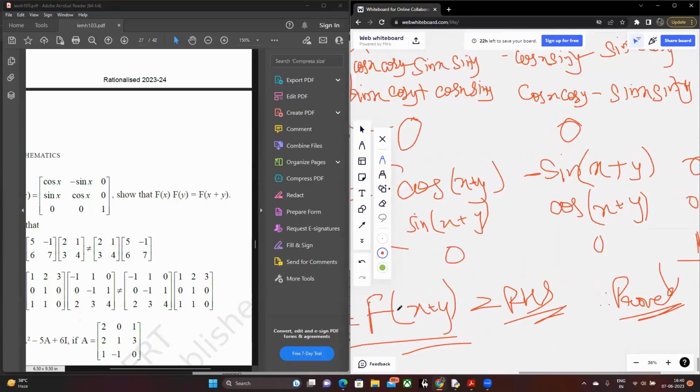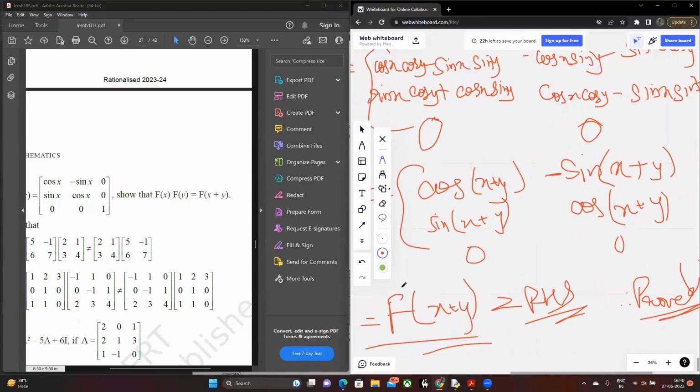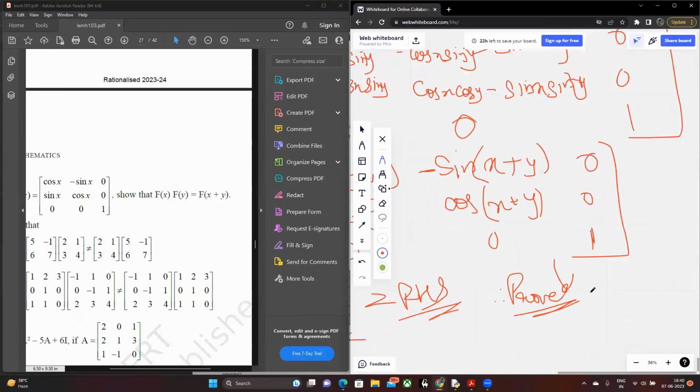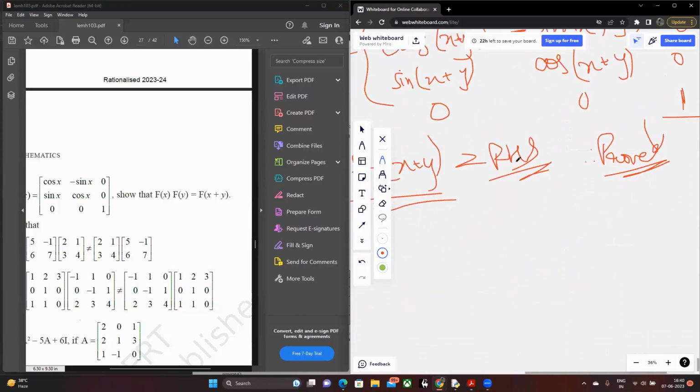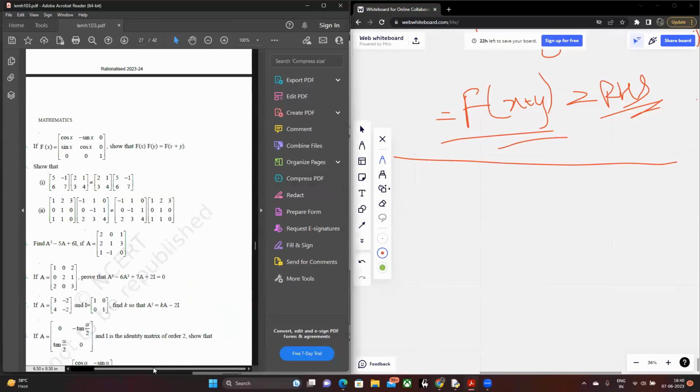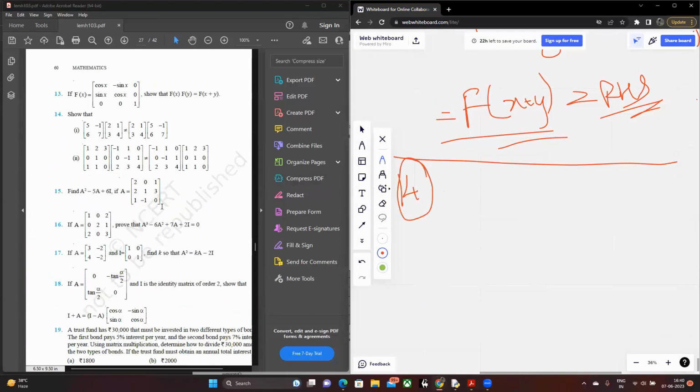Right? Because the capital F function is the matrix of cos x, sin x, 0, minus sin x, cos x, 0, and 0, 0, 1. Okay. So we have shown that the LHS is equal to the RHS. That completes question 13. Question 14.